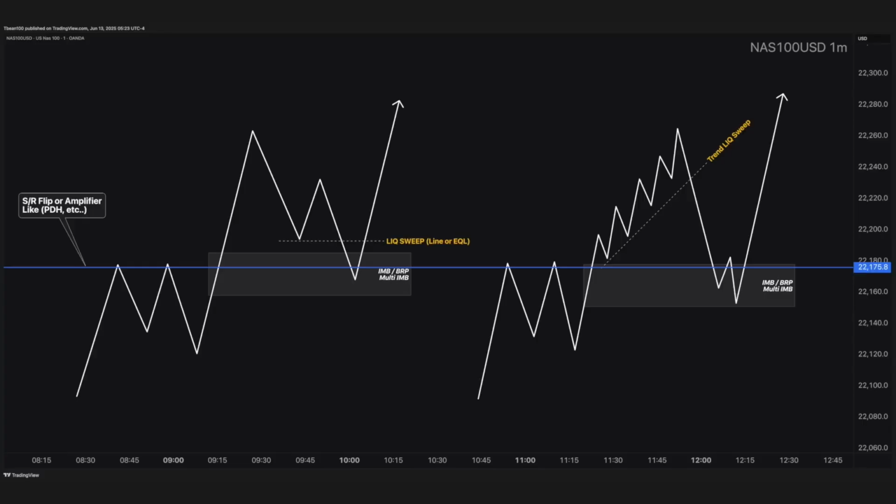Again, it will not work all the time. It is impossible. Nothing works all the time. But this is a highly accurate pattern. It has a high accuracy, designed for long-term results.